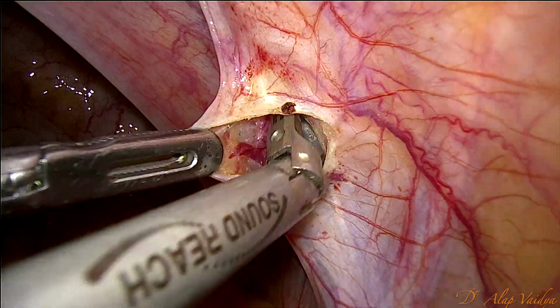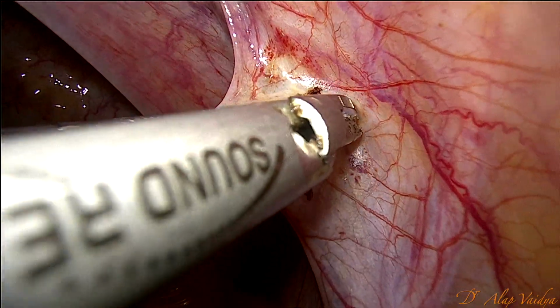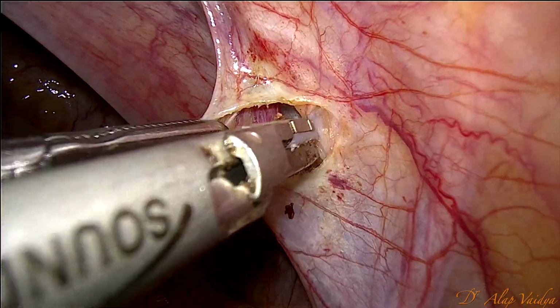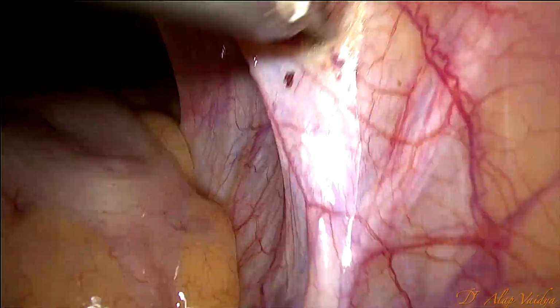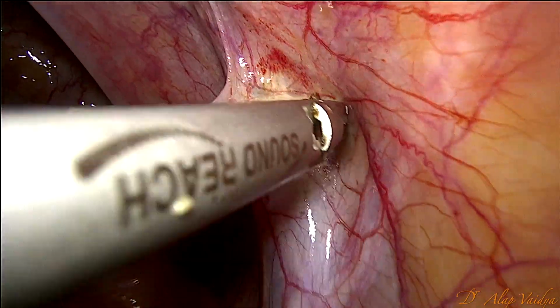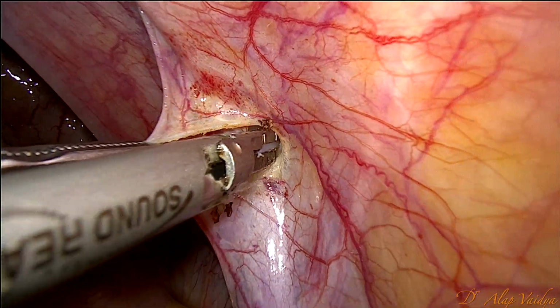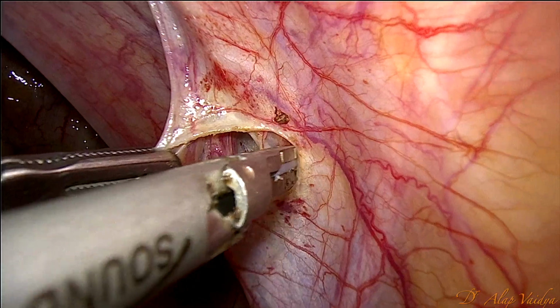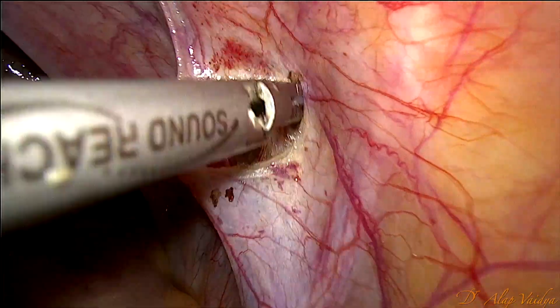When you see the ureter first, it is relatively easy to find the uterine artery because it will be just next to it. Remember to give parallel strokes only, so it will bleed less.